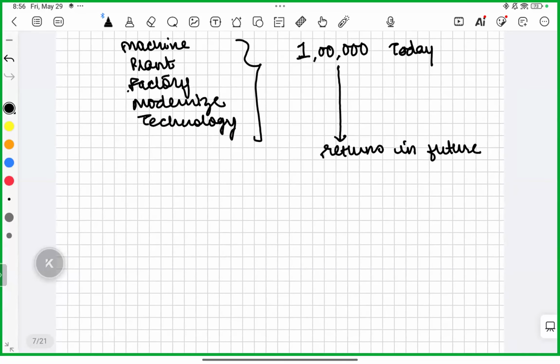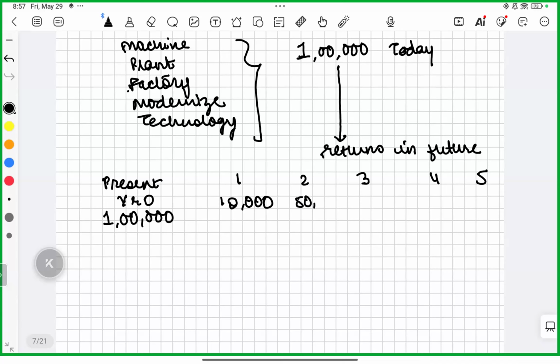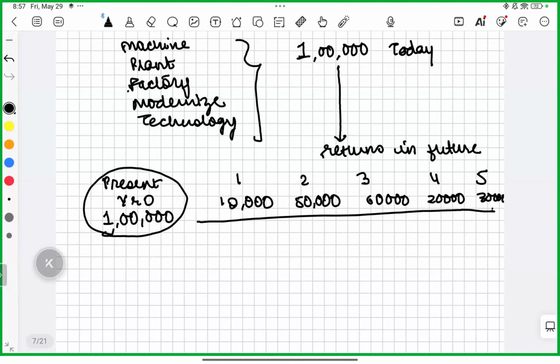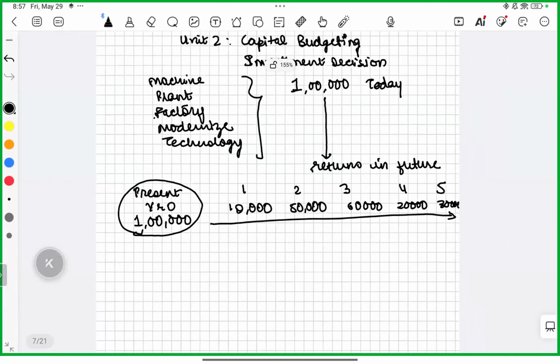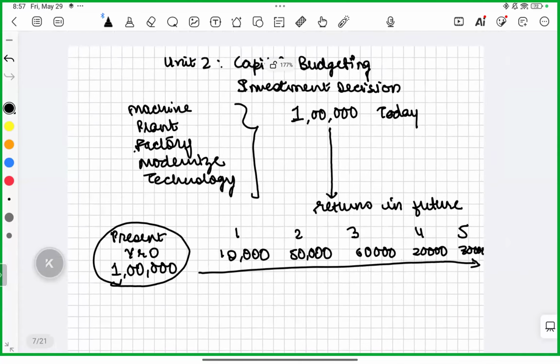Just for an example, let us say in present, what we call year 0, you buy a machine of rupees 1 lakh, which is going to work for, let us say, 5 years, and it will give you cash flow over the next 5 years. Let us say 10,000, 50,000, 60,000, 20,000, 30,000 over the next 5 years. So you invest funds today for a series of cash flows in future. This is called capital budgeting or investment decision.